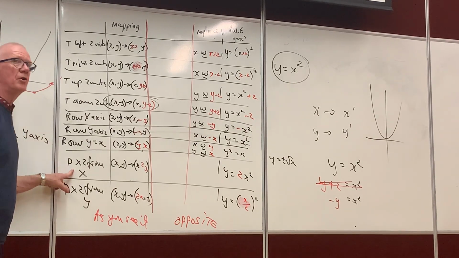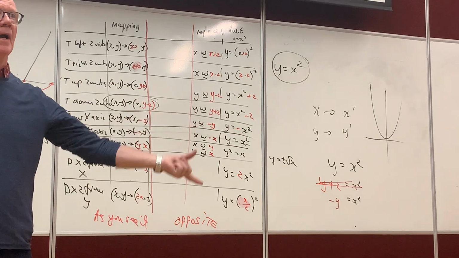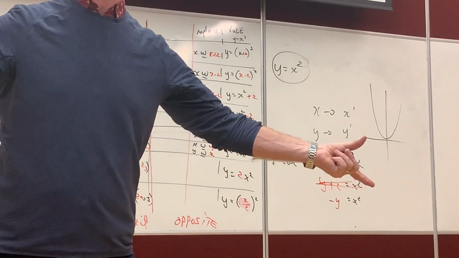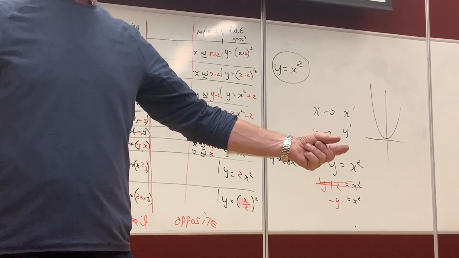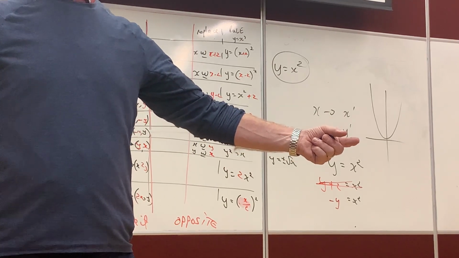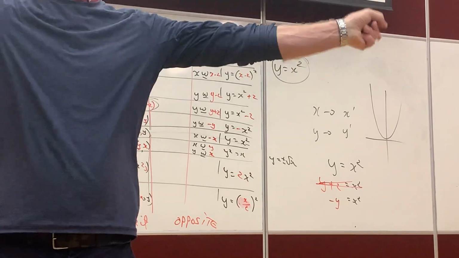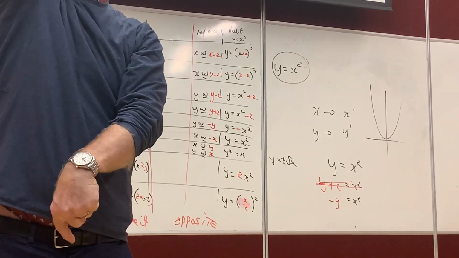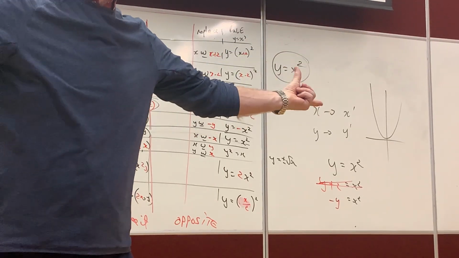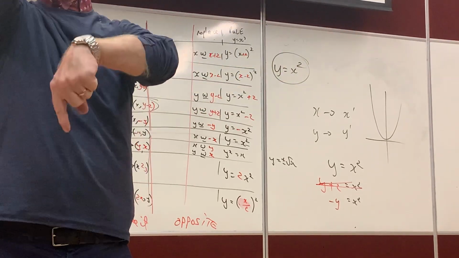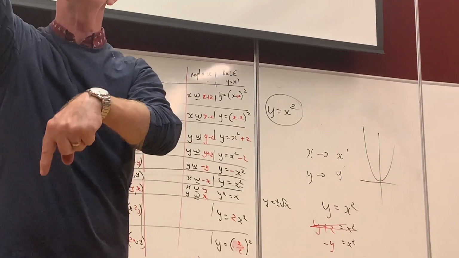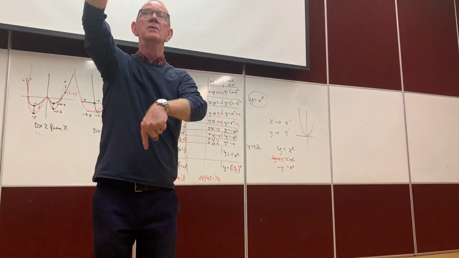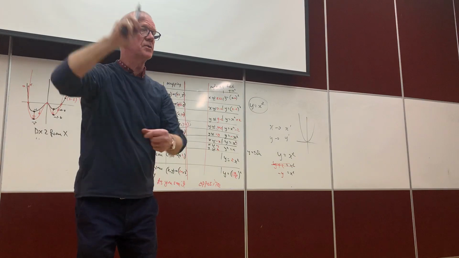Dilation by a factor of 2 from the x-axis. Can you show me with your hands what sort of dilation that one is? By a factor of 2 from the x-axis. Is it this or is it that? I need to see your hands. So we're doing this. It's up and down, correct? Are we changing the y values or the x values? We're changing the y values.